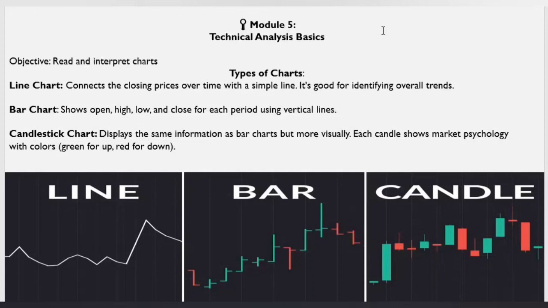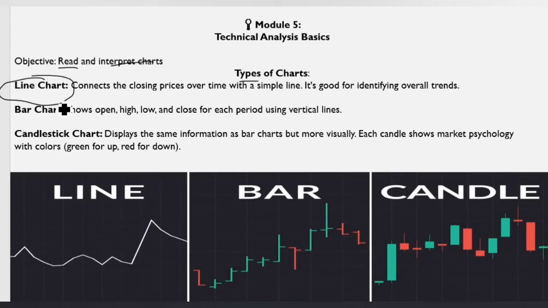So guys, for module 5 now we'll be talking about technical analysis basics. So this is what we'll be talking about, right? The objective here is to basically learn how to read and interpret the chart. So we have types of charts. We have the line chart, we have the bar chart, and we have the candlestick chart. These are the basic charts we have.